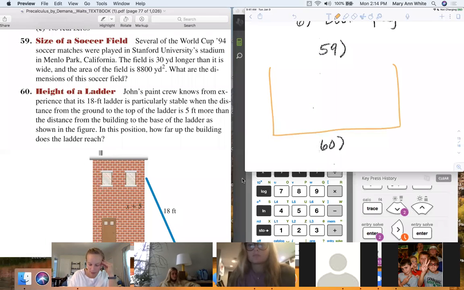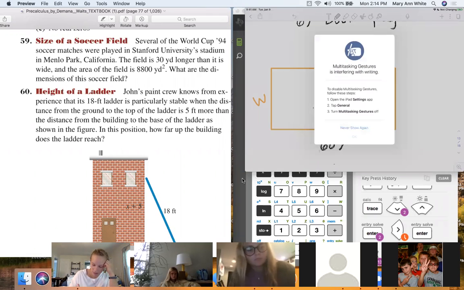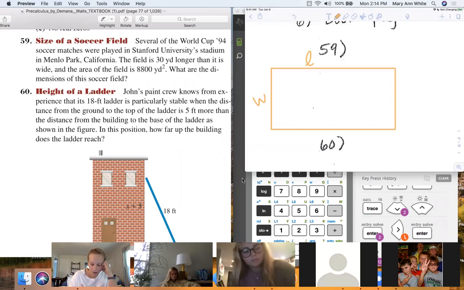So as I tell my geometry kids, whenever you're in doubt, draw a picture. So I have a picture. I've got a soccer field. I know it's a rectangle. I know that I have one side is my width and one side's my length. And I know that area is the same thing as length times width.